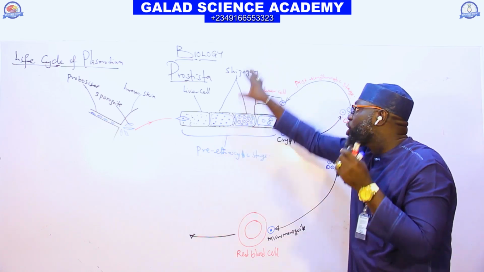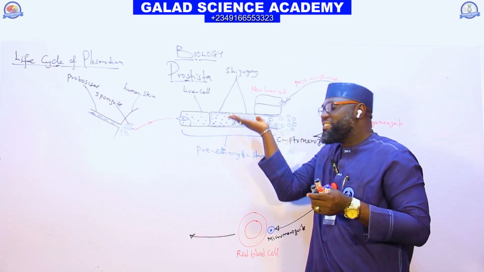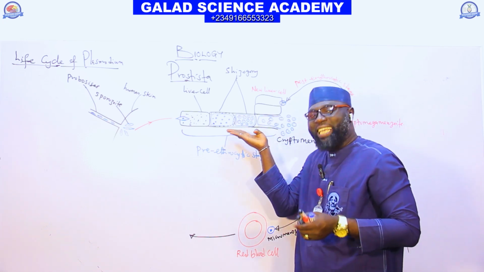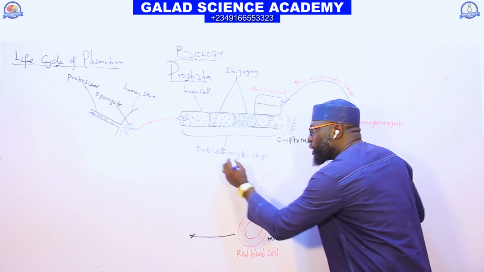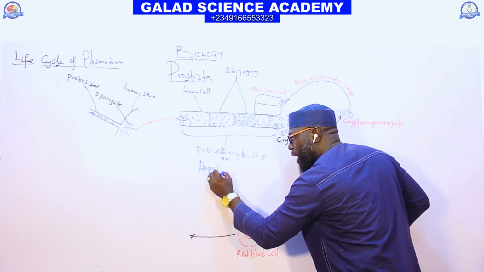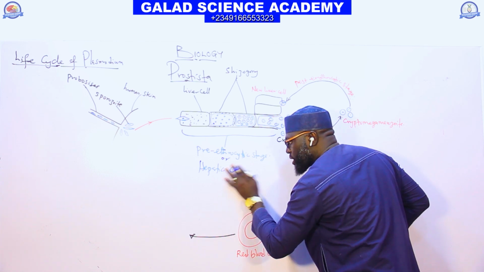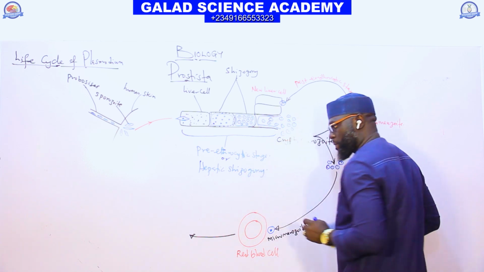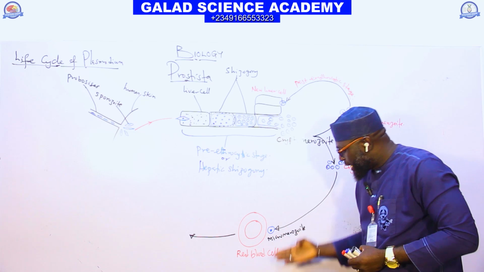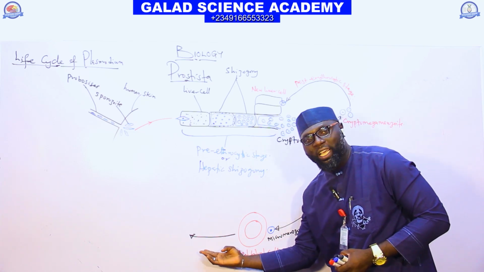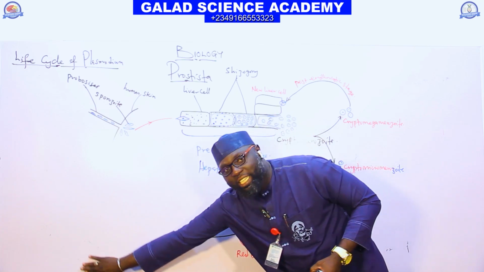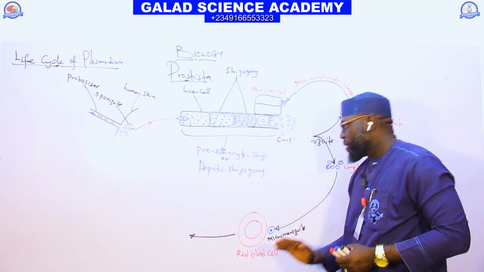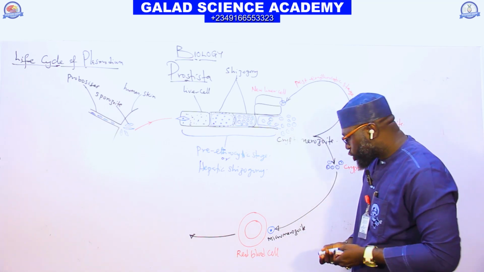Like I said, zygogony takes place in two stages, in the liver and in the red blood cell. The liver one, we call it hepatic zygogony. But the one in the red blood cell, we call it erythrocytic zygogony, or the erythrocytic stage of Plasmodium.